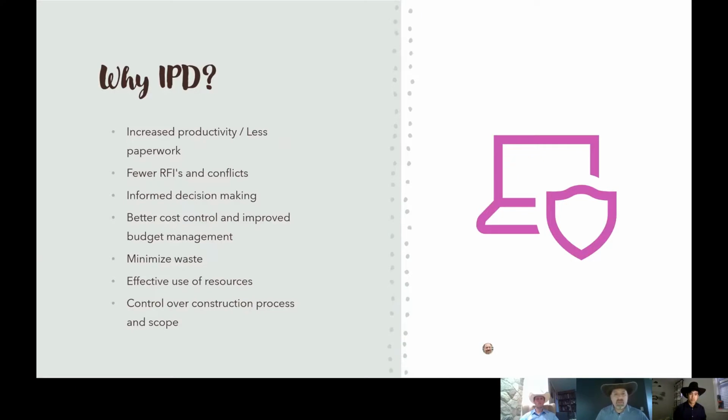Another thing that they brought up in the survey was why IPD, like why was IPD chosen? And it was chosen because it increased productivity and there's less paperwork involved, fewer RFIs and conflicts. They had informed decision making, better cost control, and improved budget management. They minimized waste and effective use of resources and control over construction processes and scopes.